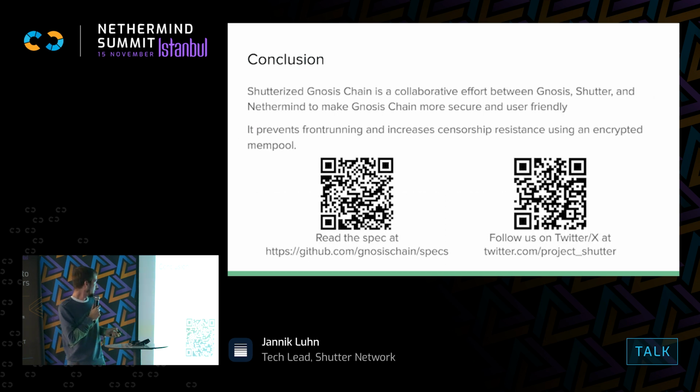Yeah, that's basically all I have to summarize. Shutterized Gnosis Chain is a collaborative effort between three teams at Gnosis, Shutter, and Nethermind to make Gnosis Chain more secure and user-friendly, because front-running will not be possible, and also more censorship resistant. And yeah, you can check out the spec. We have two versions of the spec, one high level, one low level. The high level also includes a discussion of different failure scenarios, which might be interesting to read.